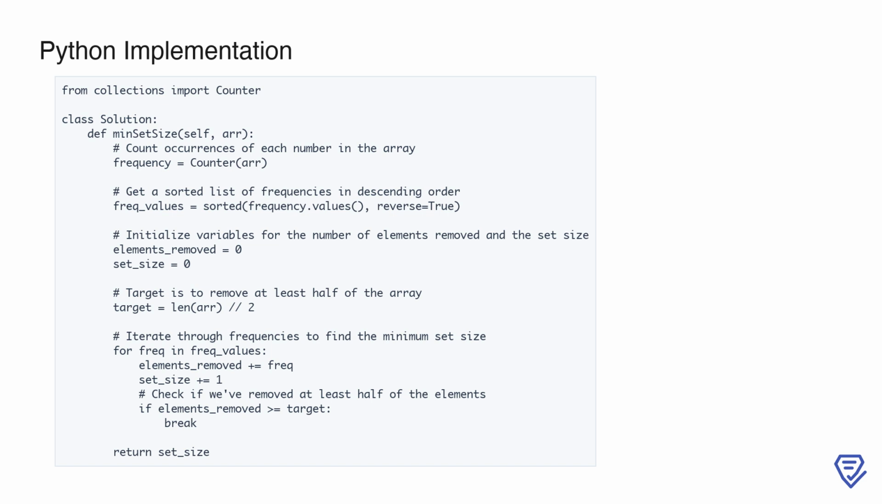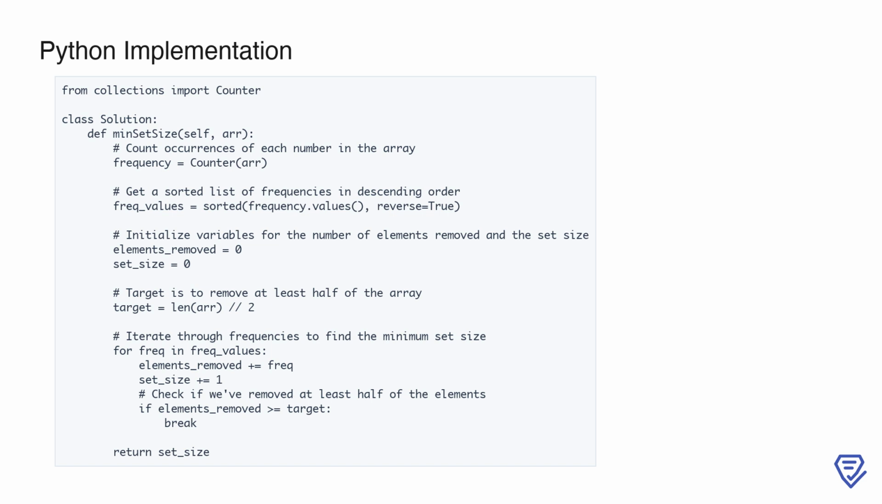array. 2. Counting frequencies. The Counter function takes the input array arr and returns a dictionary-like object where keys are the unique integers in the array, and values are their respective counts. For example, if arr equals 3 3 3 2 2 1, the frequency count will be 3:3, 2:2, 1:1. 3. Sorting frequencies. The values method of the Counter object gives us a list of frequencies, e.g., 3, 2, 1, which we then sort in descending order. This ensures that we prioritize removing the most frequently occurring integers first to minimize the set size.